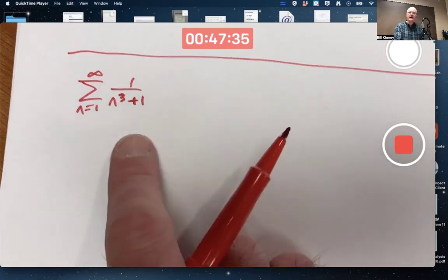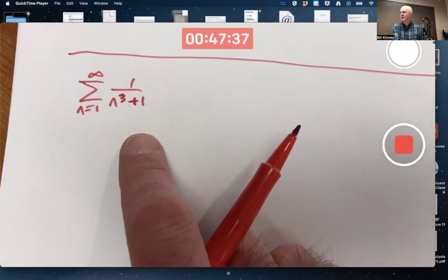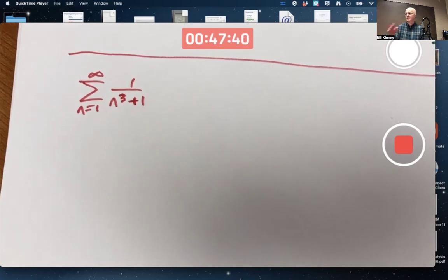Because to do the corresponding improper integral of 1 over x cubed plus 1, you'd have to integrate 1 over x cubed plus 1. You have to factor x cubed plus 1 and use partial fractions, and one of the factors would be an irreducible quadratic, and you don't want to go there if you don't have to.